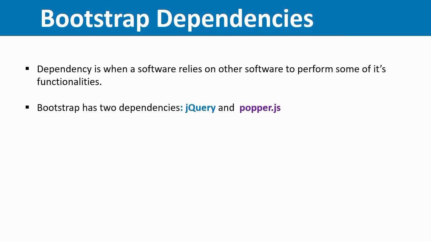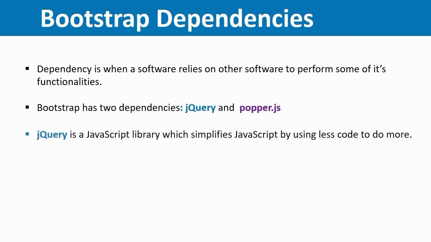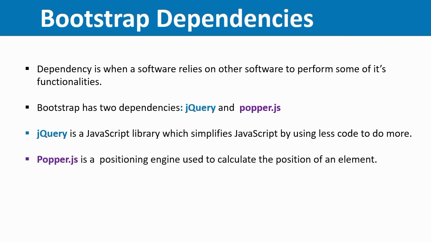What is jQuery? jQuery is a JavaScript library that simplifies the use of JavaScript. It enables you to write less code and do more. jQuery makes it much easier to use JavaScript on your website. What is Popper.js? Popper.js is a positioning engine. It is basically used to calculate the position of an element inside an HTML document.